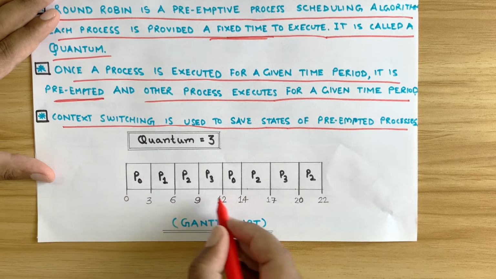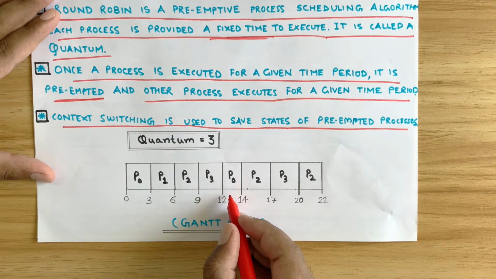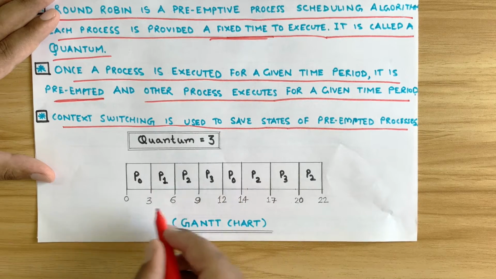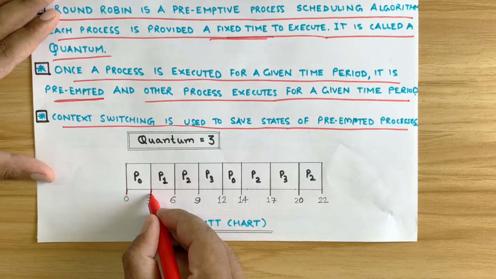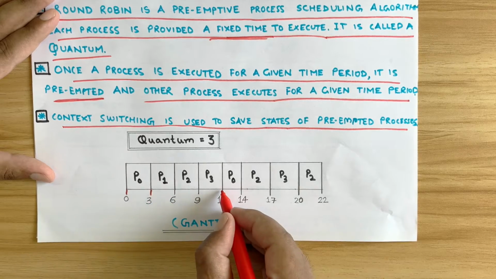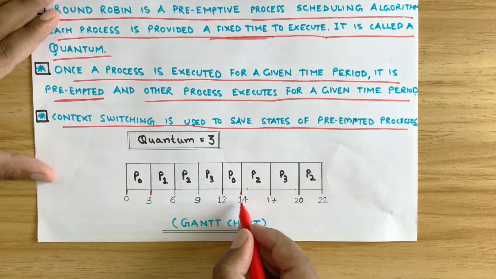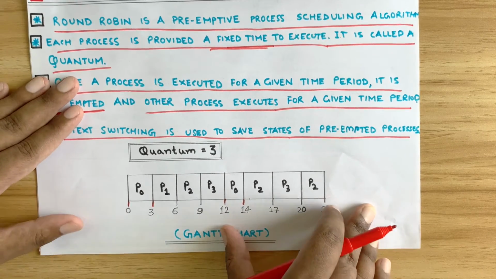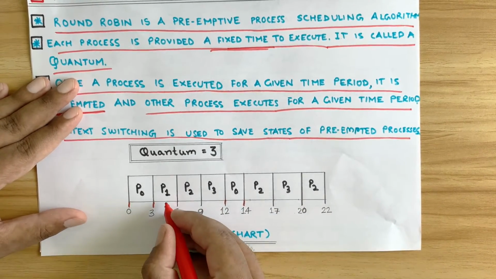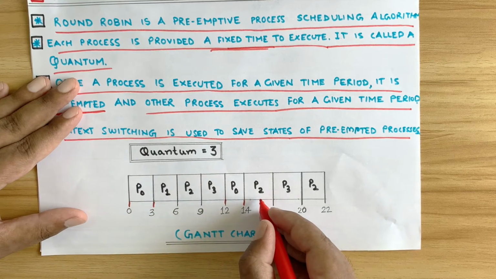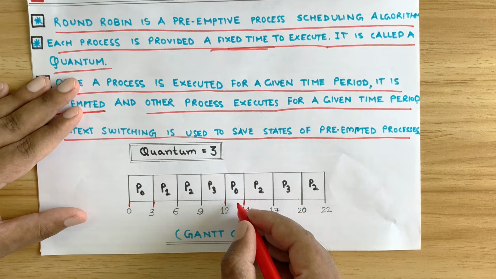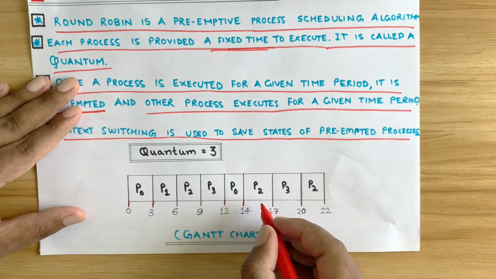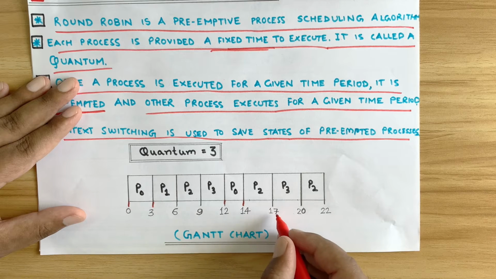But now again P0 comes into the picture, and since its execution time was 5 seconds, it is executed for 2 seconds more. From 0 to 3rd second it was executed, and from 12 to 14th second it is executed here. So 3 plus 2 gives 5. Now again P2 has to execute. Since P1 finished execution and P0 has executed completely, we don't swap it, we terminate it and assign the processor to P2, which executes for another 3 seconds.